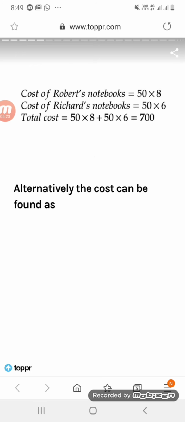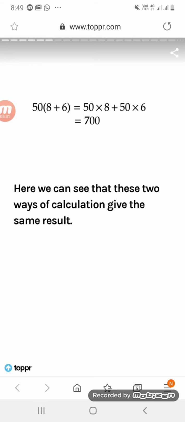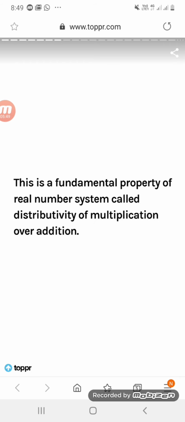What do you get? 8 5s are 40, so 400, plus 6 5s are 30, so 300. 400 plus 300 is equal to 700. So we can summarize it in this way: 50 into (8 plus 6) is equal to 50 into 8 plus 50 into 6, which is equal to 700. So here we can see that these two ways of calculation give the same result.